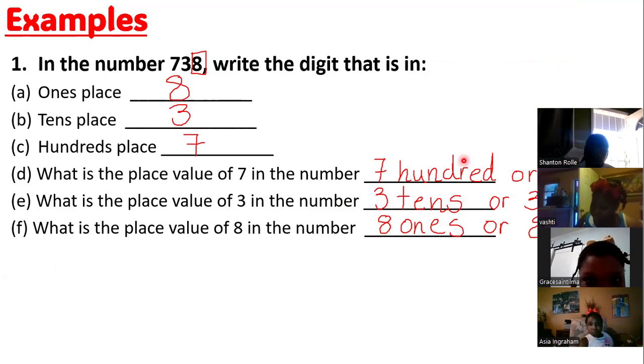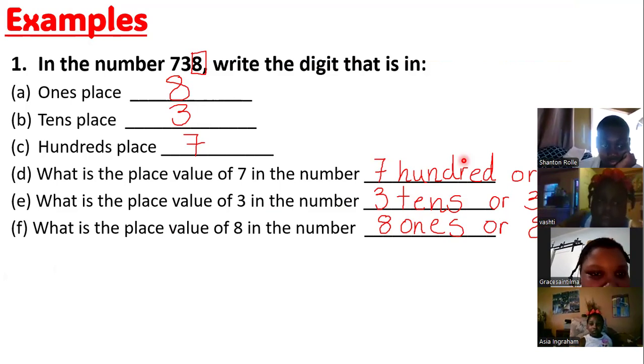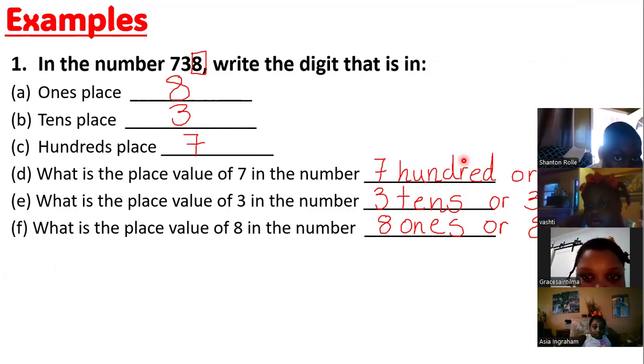All right. So which number is in the hundreds place? 7. Very good. Which number is in the tens place? 3. Very good. And which number is in the ones place? 8. Very good.